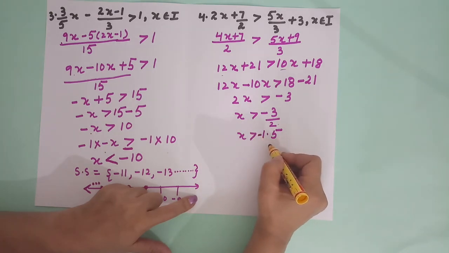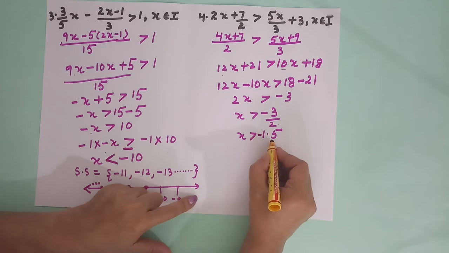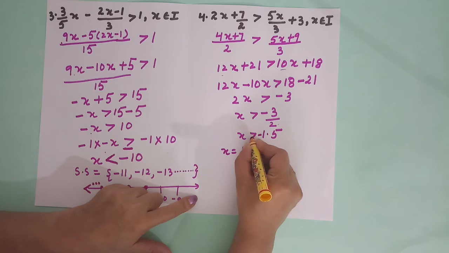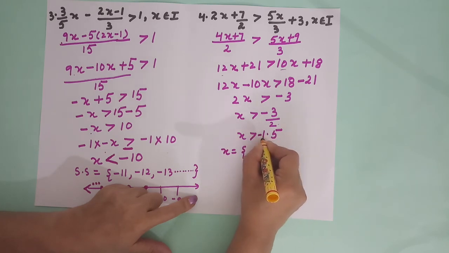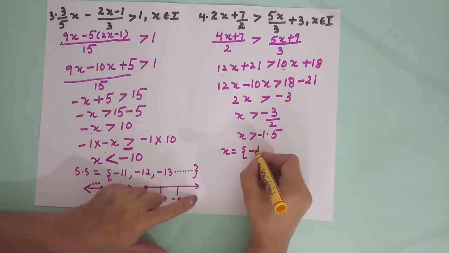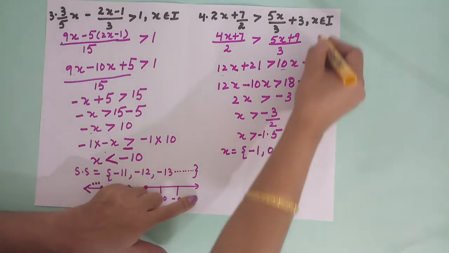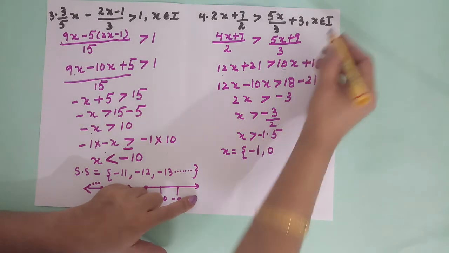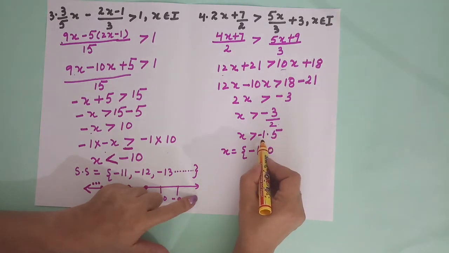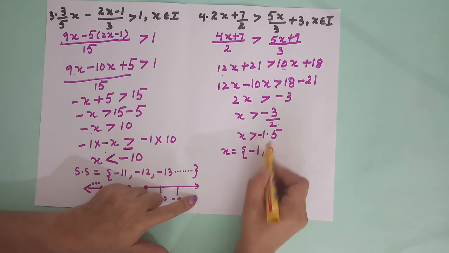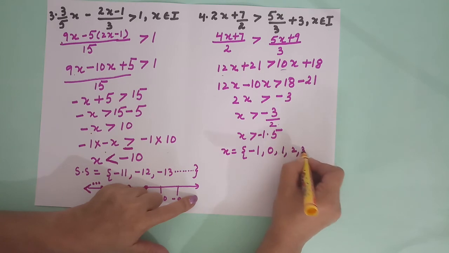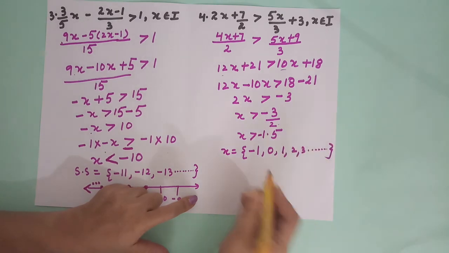So how many numbers will be there? Infinite. There is no end given to us. So how do we represent it? The solution set will be, if it is greater than minus 1.5, which number is greater than minus 1.5? Minus 1. The immediate number greater than minus 1.5 is minus 1. Number means integer. We don't have to take the real numbers, we have to take the integers. So minus 1, then 0, then 1, 2, 3. This will go on and on. There's no end given to us.